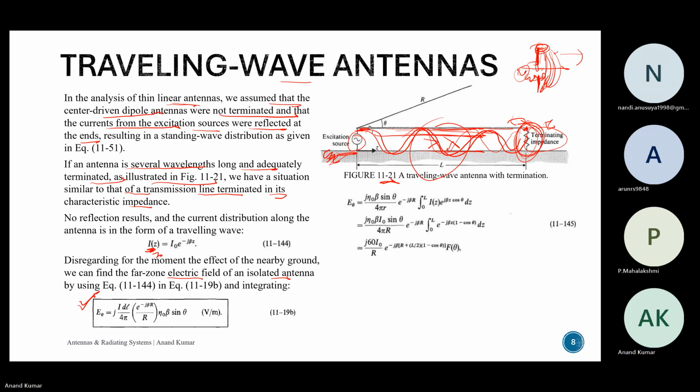We can get the expression for the far-zone electric field due to this antenna. So what we did was, we had the expression for the current over here for the traveling wave. We substituted that current inside the expression for the far-zone electric field, and we have got the far-zone electric field for the traveling wave. So okay.